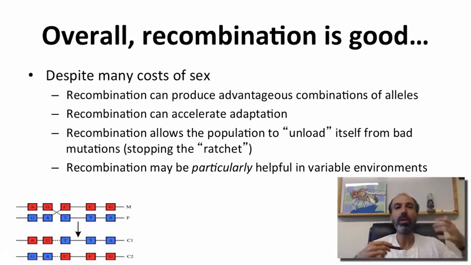So this is one of the many ways that recombination is really good for a species, and this is why we tend to think that recombination is very, very common when we look across species, particularly animals, plants, and fungi.